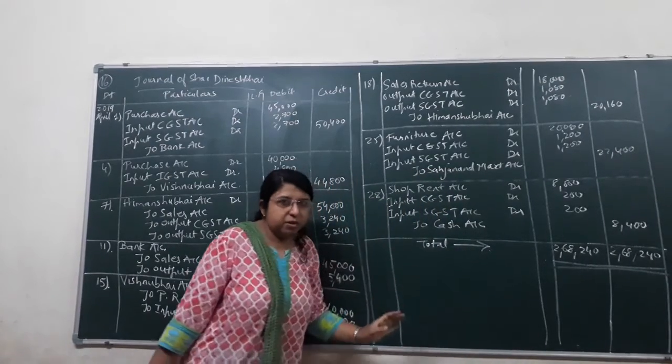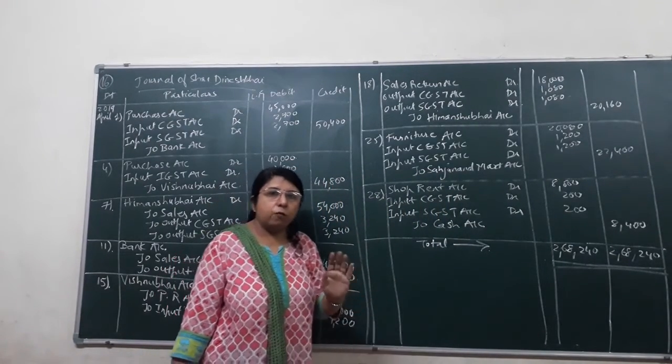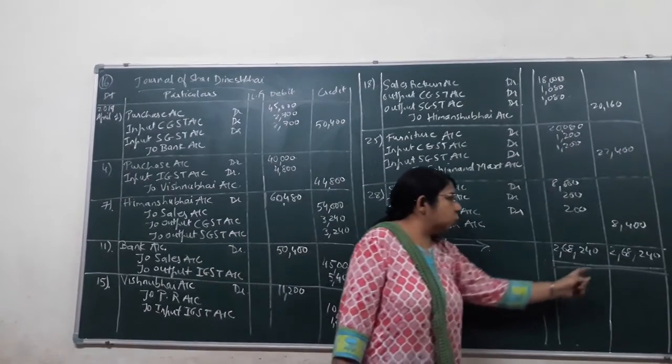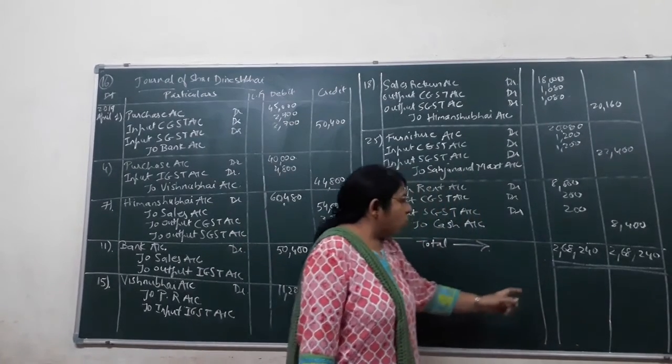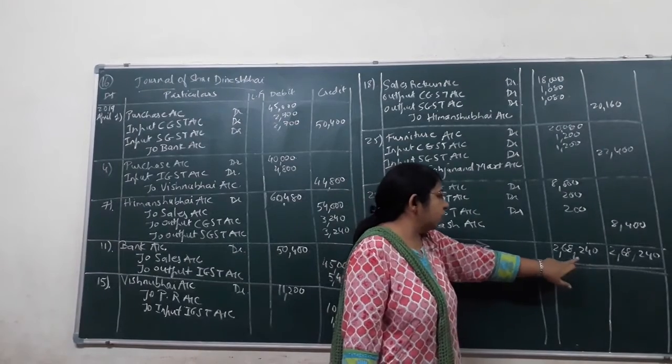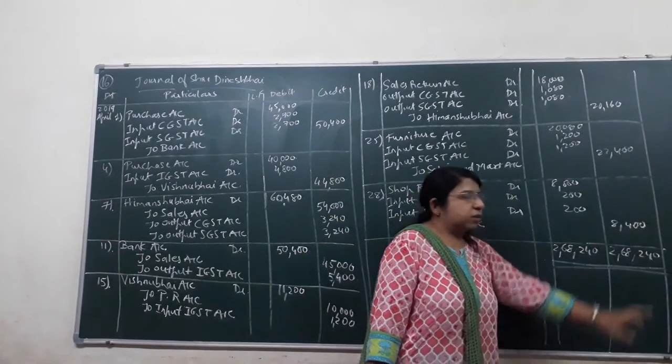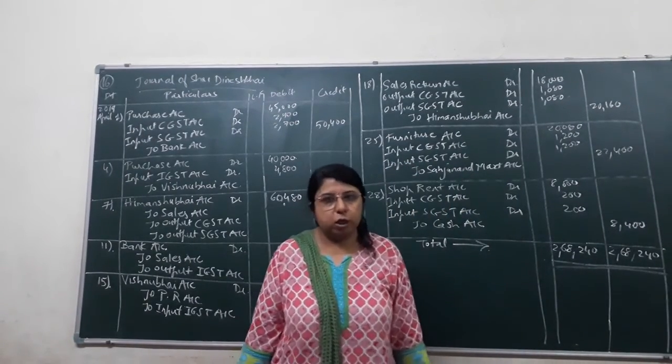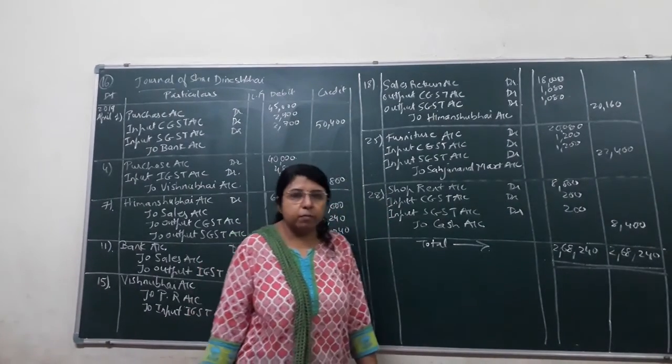Now, all the entries that we have completed, at the end of completion of all the journal entries, don't forget to take the total of debit and credit. It will always come equal, that is 2,68,240. So that's the end of the sum, students.